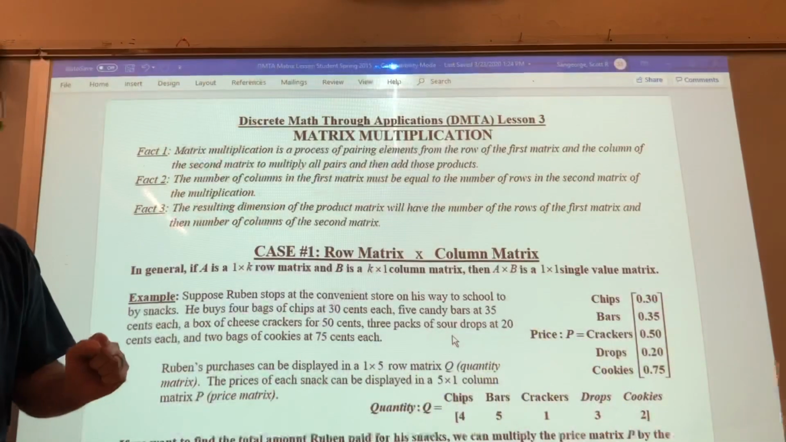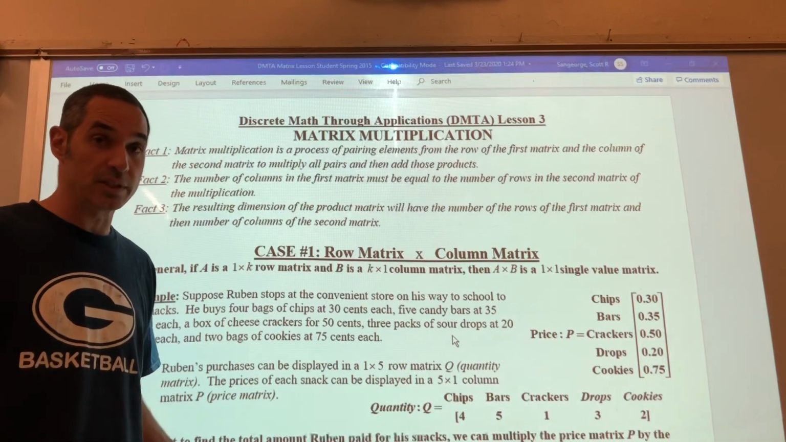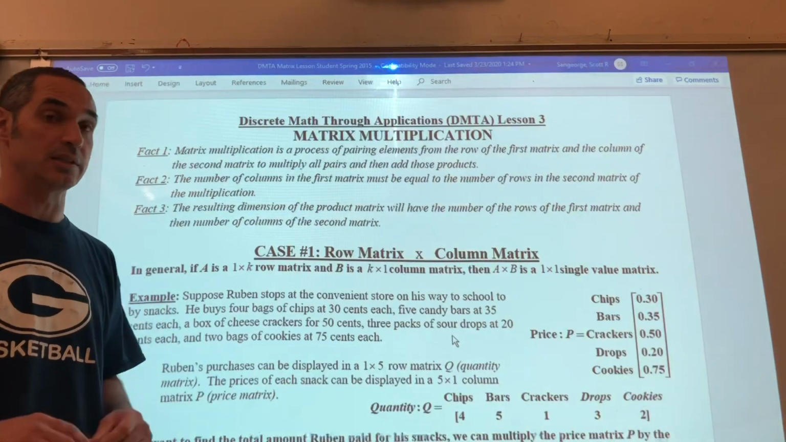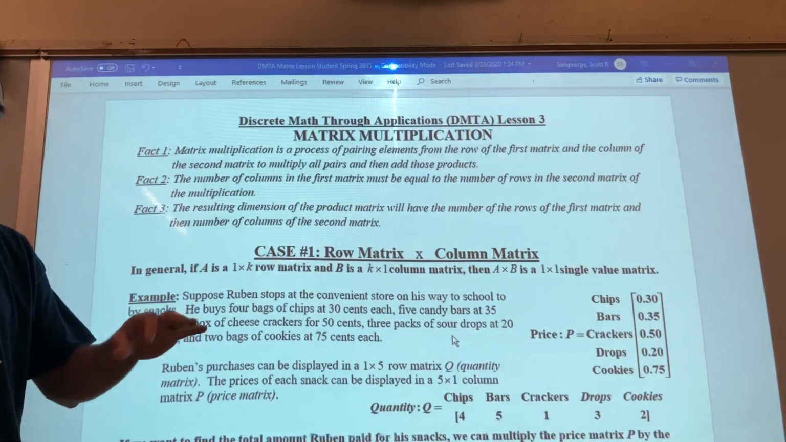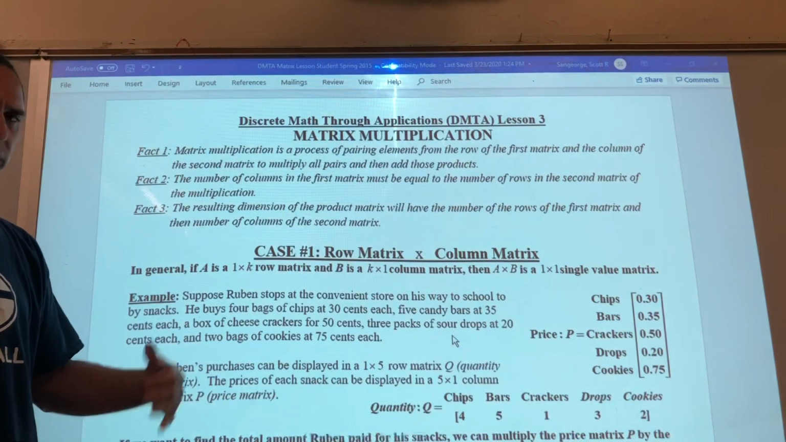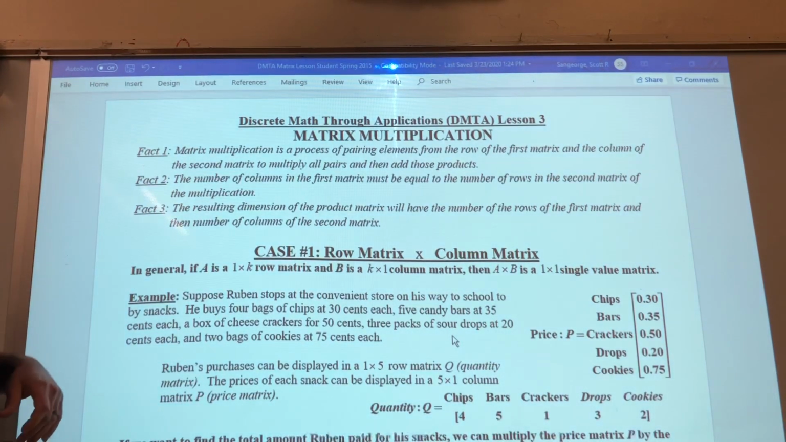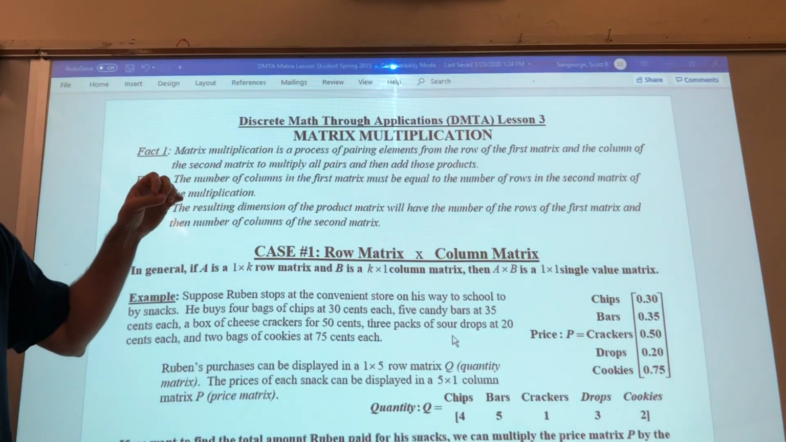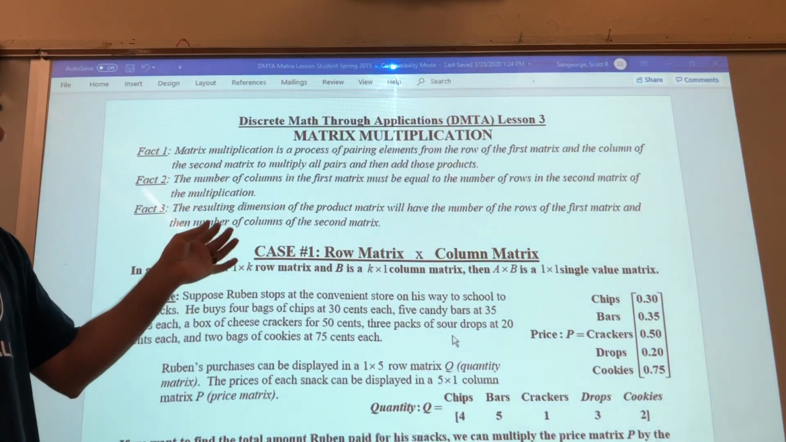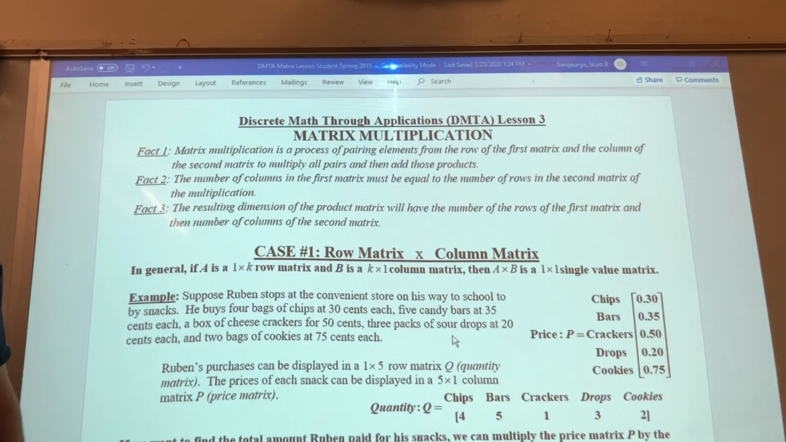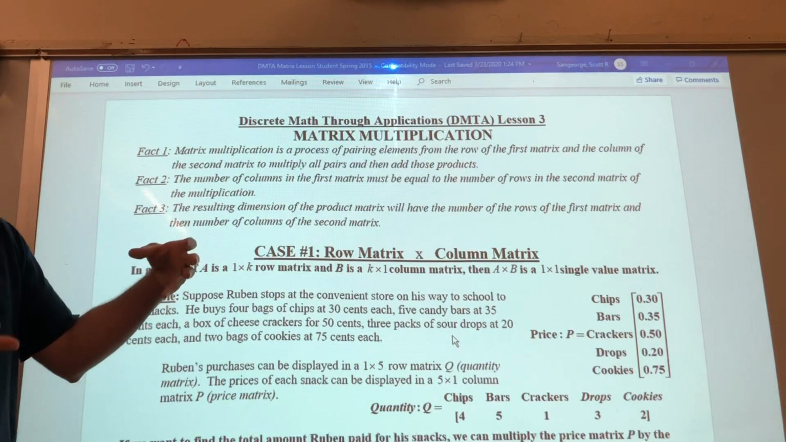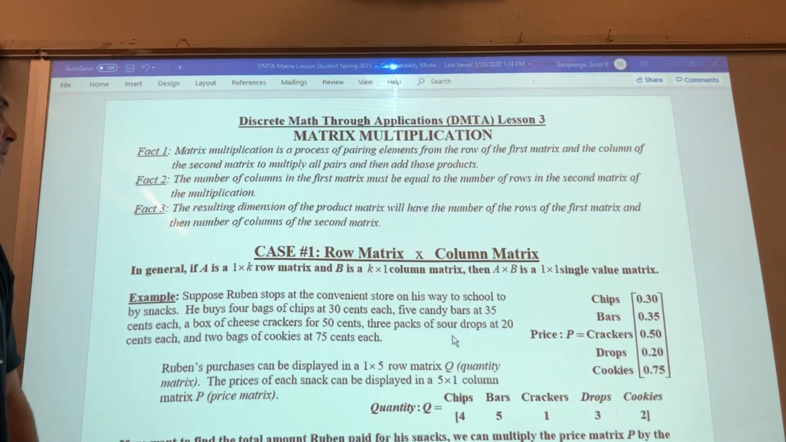Okay, welcome back. We're going to talk about multiplying matrices today. Multiplying matrices is more challenging than adding, subtracting, and scalar multiplication. There's a couple things that we have to remember. The first one, for matrix multiplication, it's a process of pairing the elements from the row of the first matrix and the column of the second matrix, and then multiplying those pairs and adding the products together.